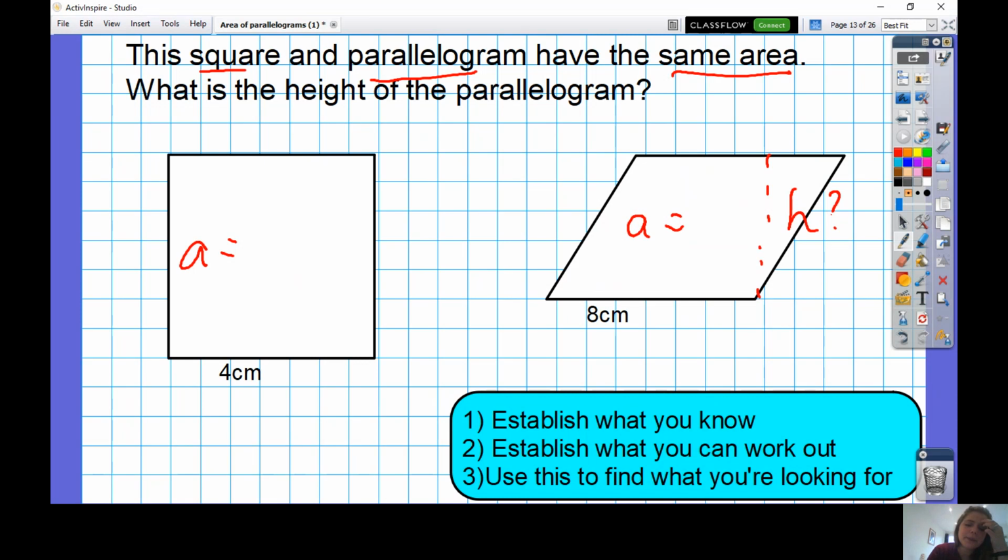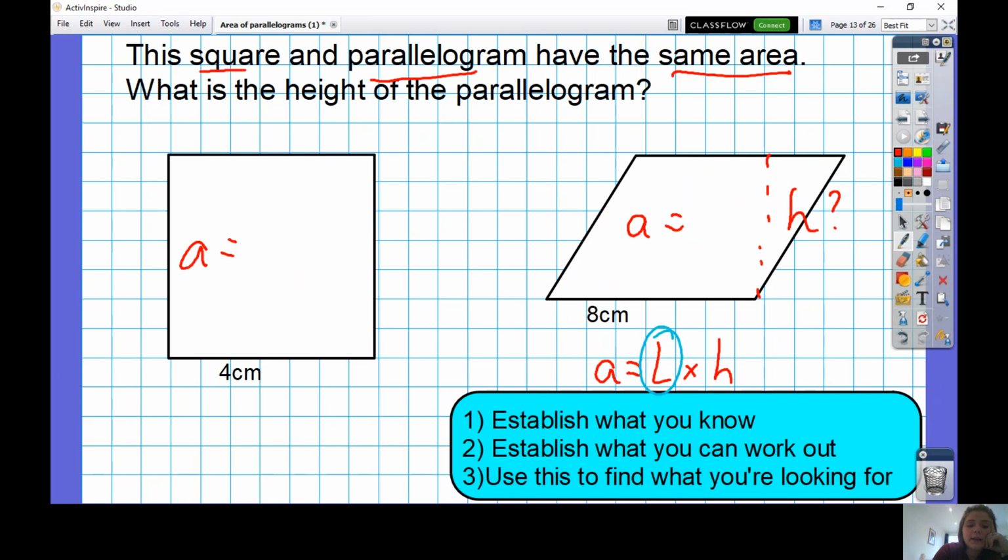Establish what I can work out. Well, I can't work out the height yet because I've only got one of the measurements in my formula. I know that the area is the length times the height. I need two measurements in order to be able to solve it, and at the moment I only know the length of the base. Let's have a look at this shape then.